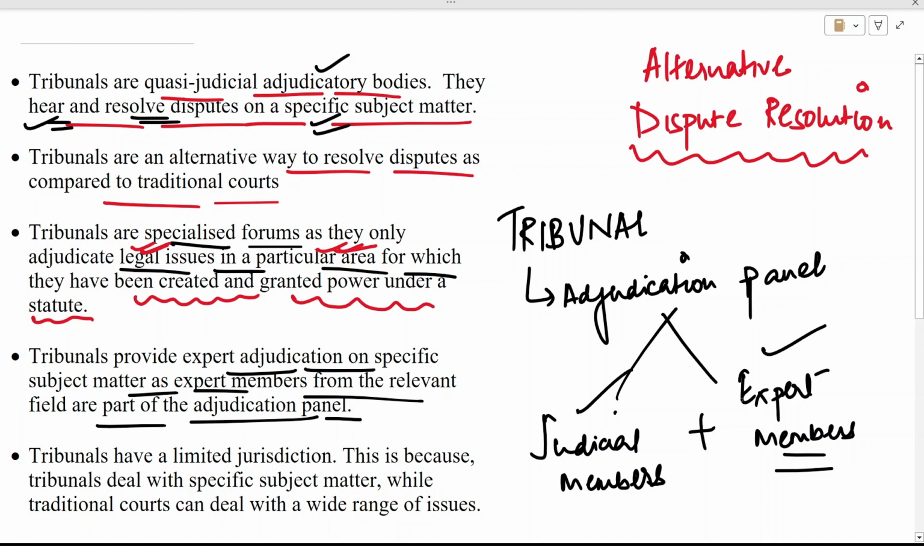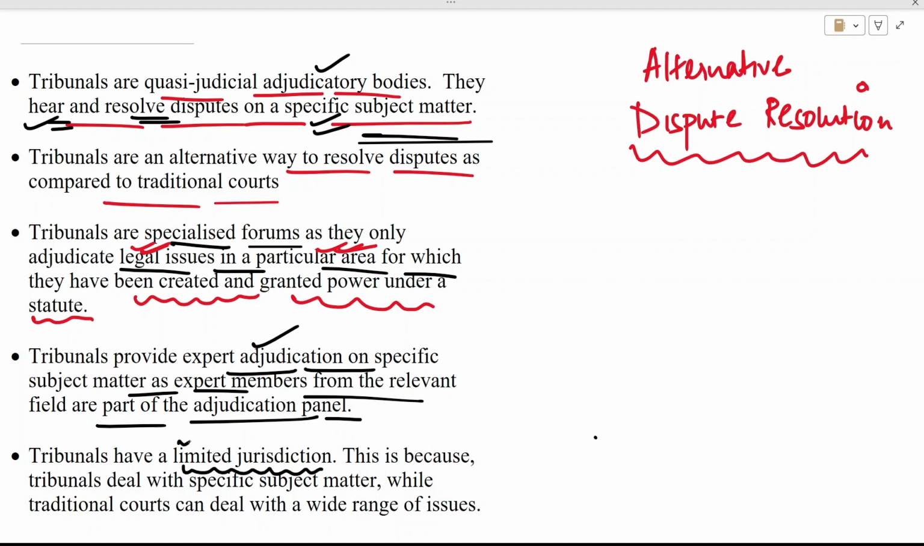Why expert members? Because I just told you that a tribunal is established to resolve disputes on a specific subject matter, remember? So you have to have expert members from that field. If it's the National Green Tribunal, then you have to have experts who understand environmental matters. And that is how a tribunal acts as a specialized forum. These people are members who have relevant knowledge in that field. Tribunals have a limited jurisdiction.